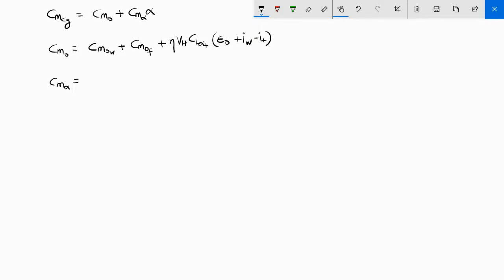And similarly, the slope of the moment coefficient also has contributions from wing, tail, and fuselage. The wing contribution is CL alpha W times (x CG over c minus x AC over c). Moment coefficient slope due to tail is eta times the tail volume ratio times CL alpha T times (1 minus d epsilon d alpha).